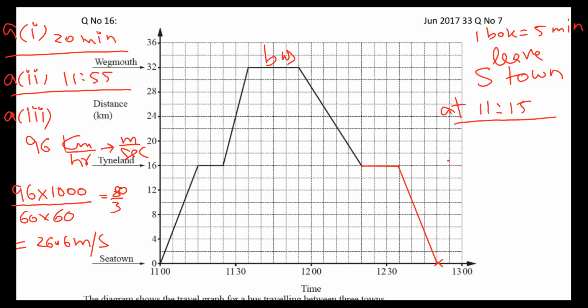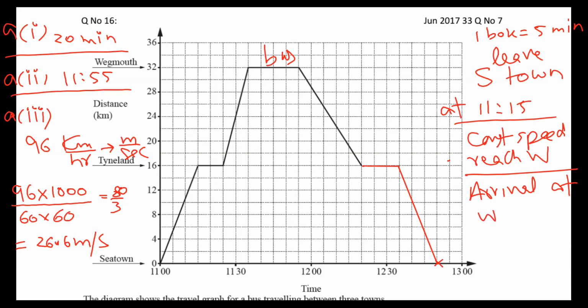Constant speed travel, and reach W, the W city. And after that, what is the arrival time? Arrival time at W. Arrival at W is 12 hours 30 minutes.